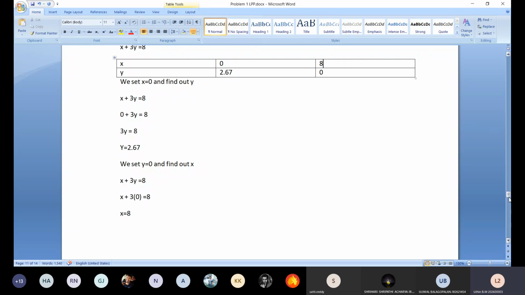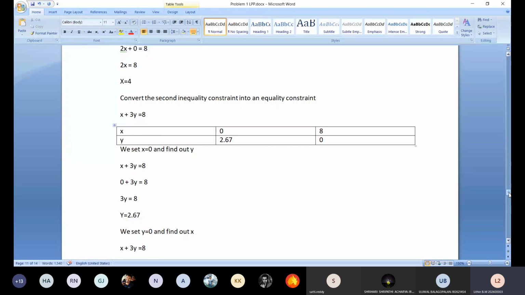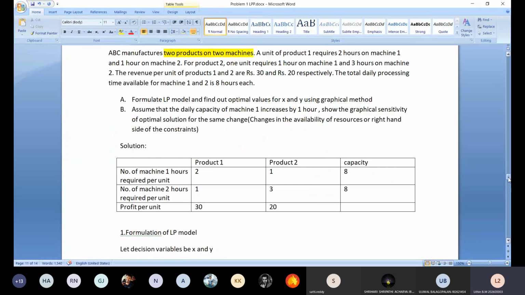So now we have found out the corner points. Let us put these values onto the graph and find out the optimum value for the first question. What does the first question say? Formulate the LP model. We have formulated the LP model, and we have to find out the optimum values for x and y using the graphical method. For that, we had to find the corner points, and we are done finding them. We just have to place the corner points on the graph and find the values of x and y.